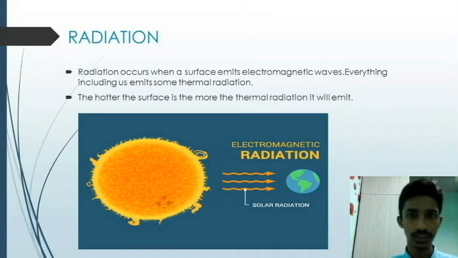The third method is radiation. Radiation occurs when a surface emits electromagnetic waves. Everything, including us, emits some thermal radiation. The hotter the surface is, the more thermal radiation it will emit. For example, the sun. The heat from the sun travels with electromagnetic waves through space and reaches us with nothing in between.